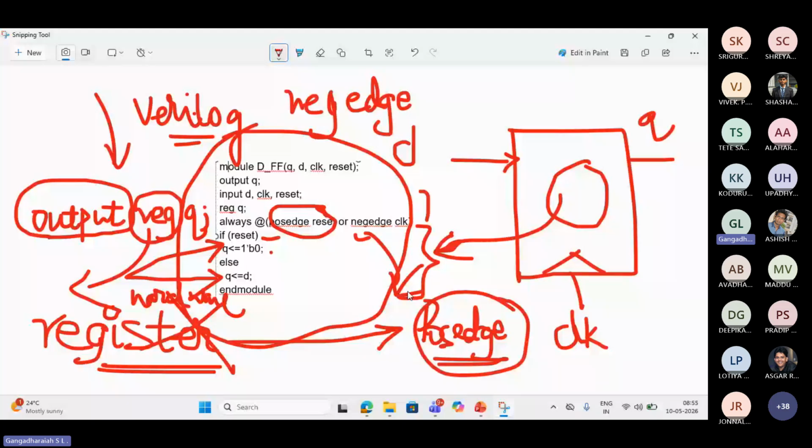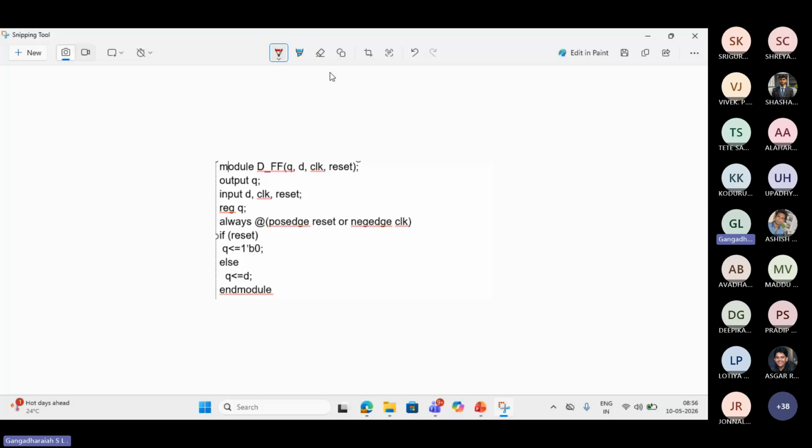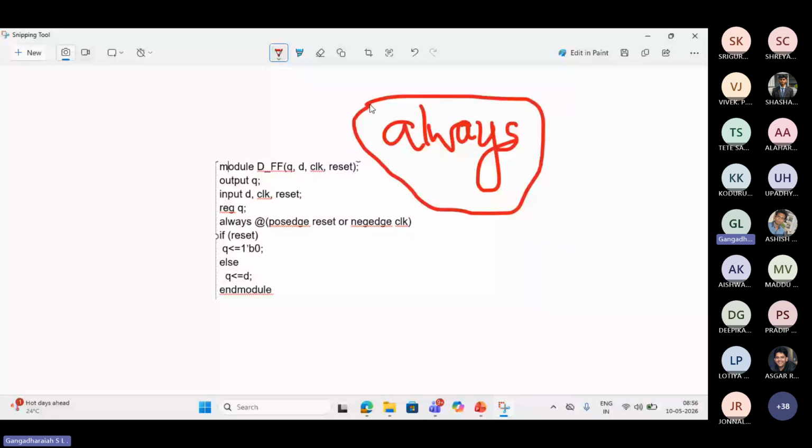So there are inputs like D, there is input clock, and there is input reset. Now, I'm trying to define the behavior of this using always. Any guess what does always mean? Please feel free. Any guess what does always mean here in this context? What exactly is always? Every time, yes.